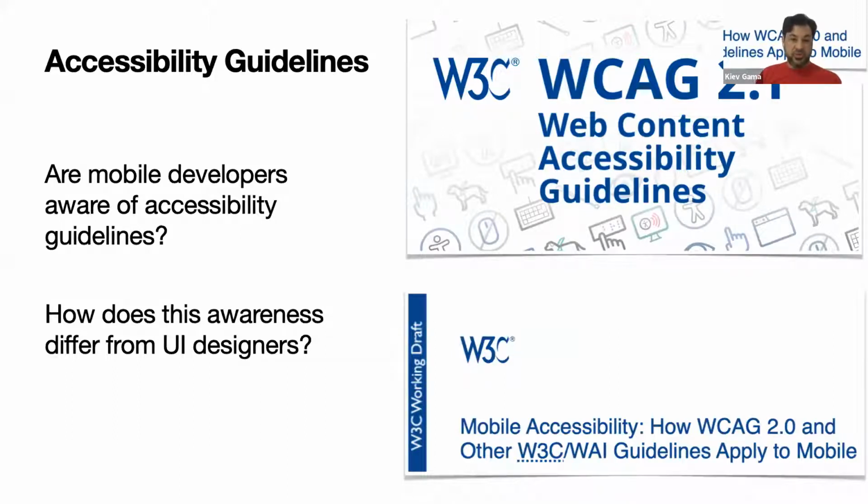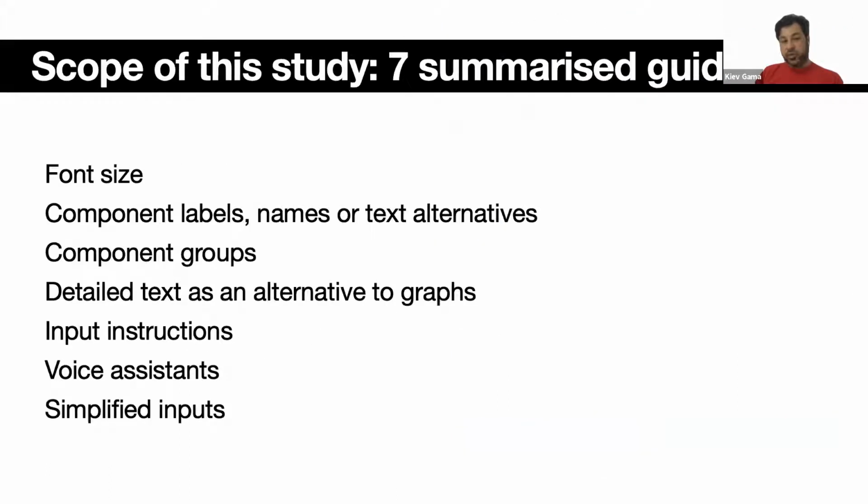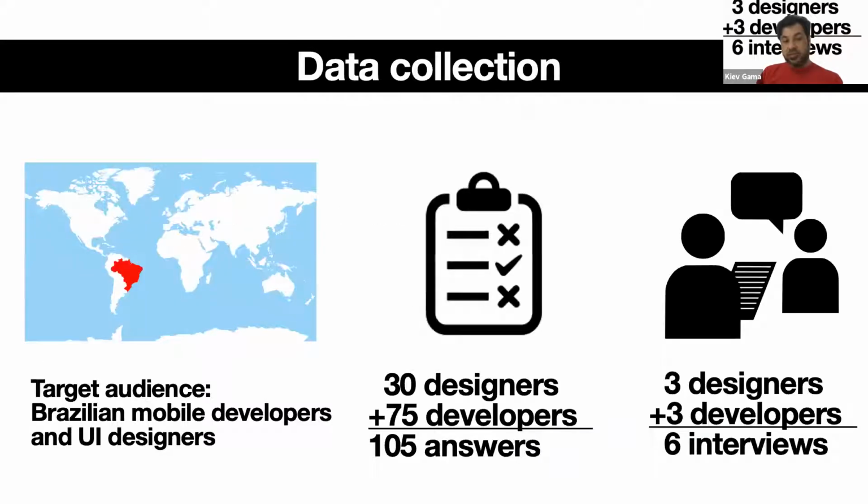differ from UI designers. So who is more aware of these guidelines? There are web accessibility guidelines and mobile accessibility guidelines inspired on those web accessibility guidelines by W3C. And we summarized 7 guidelines about different aspects for UI. And our population that we targeted was Brazilian mobile developers from different regions of the country.